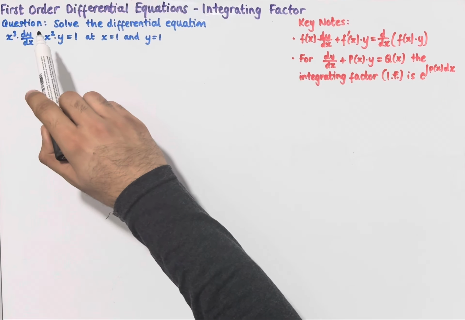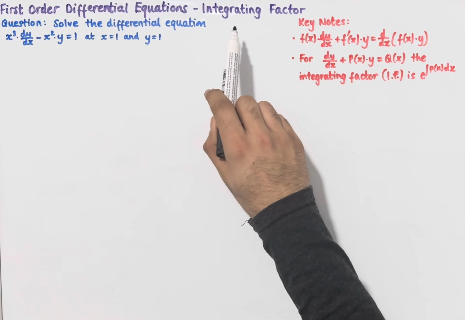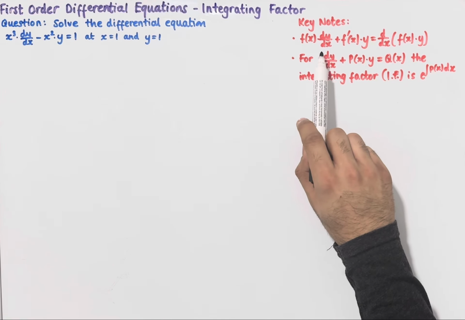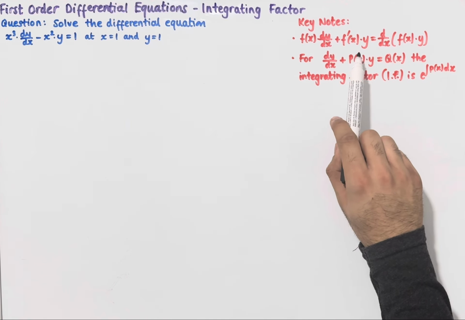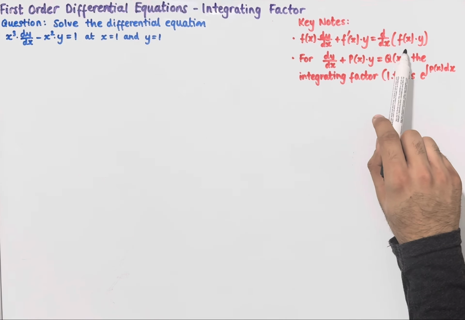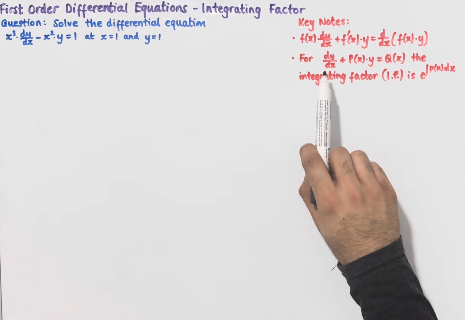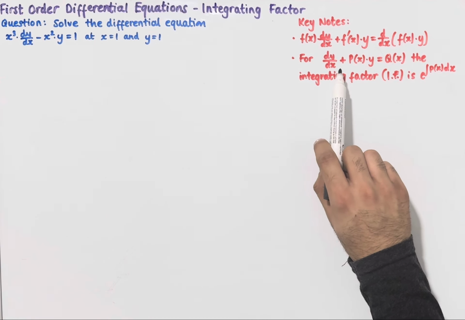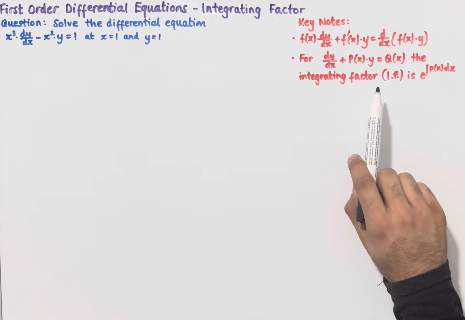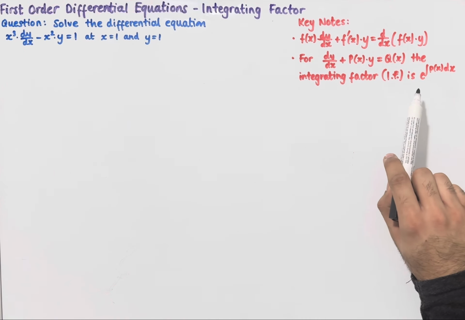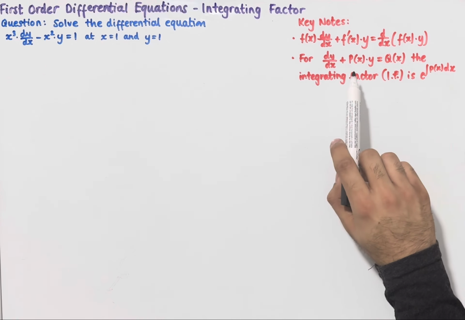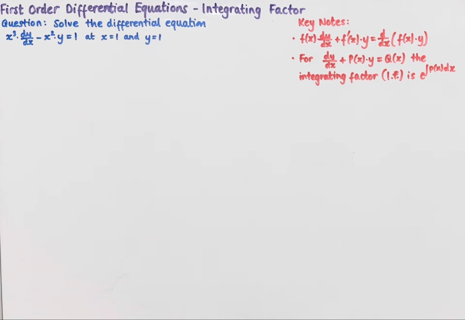Let's look at first order differential equations where we use the integrating factor method. So some key notes are, when we have f of x times dy over dx plus f dash of x times y, then this can be written as the derivative with respect to x of f of x times y. And for a first order differential equation of the form dy over dx plus p of x times y equals q of x, the integrating factor, which we'll call IF, is e to the power of the integral of p of x with respect to x, where p of x and q of x are some functions in terms of x.